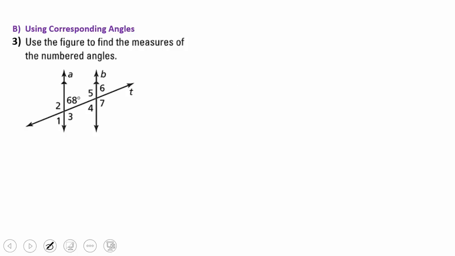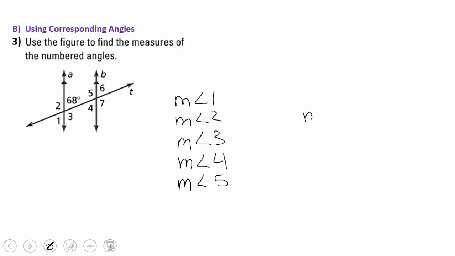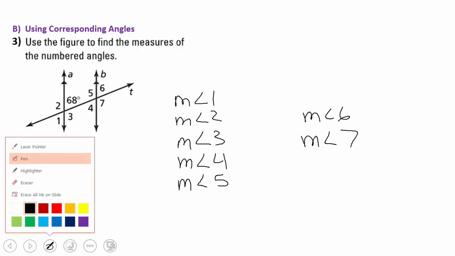Moving along this time, using the figure to find the measure of all the numbered angles. Well, we want to find, let's see, there's 7 of them if I look real quick. So we're going to find the measure of angle 1, angle 2, angle 3, angle 4, angle 5, angle 6, and angle 7. Wow, that's a lot we're going to find, and we're only going to use what we've learned so far.